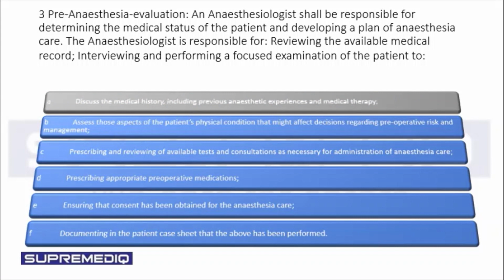B. Assess those aspects of the patient's physical condition that might affect decisions regarding preoperative risk and management. C. Prescribing and reviewing of available tests and consultations as necessary for administration of anesthesia care. D. Prescribing appropriate preoperative medications. E. Ensuring that consent has been obtained for the anesthesia care. F. Documenting in the patient case sheet that the above has been performed.